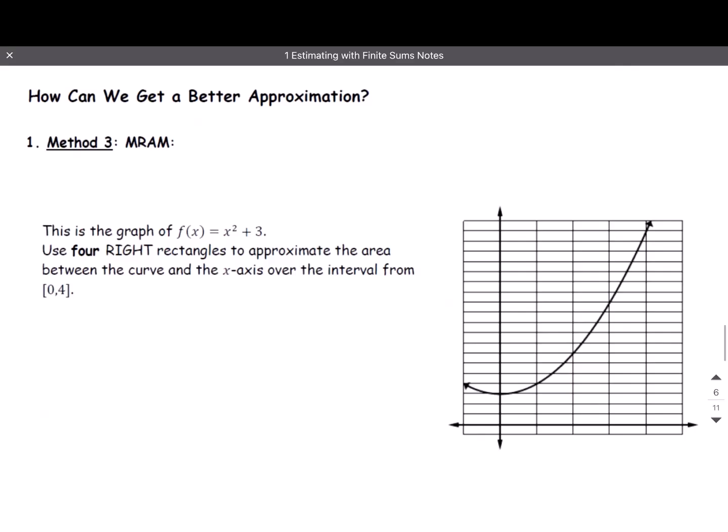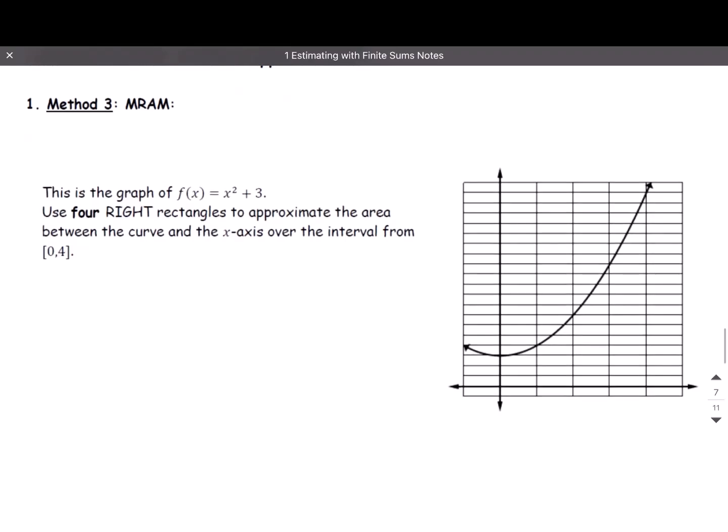Now, how can we get a better approximation? Before we had the first one, we had a lot under, it was an underestimate, then we had a lot over, it was an overestimate. Can we get a little closer? Well, there's something called an MRAM. This is our third method. Now, an MRAM, can you guess? That's a midpoint rectangular approximation method.